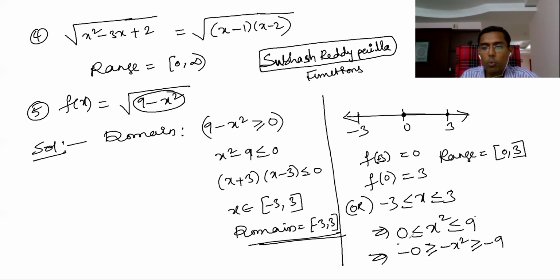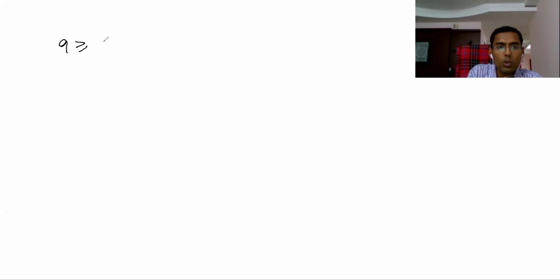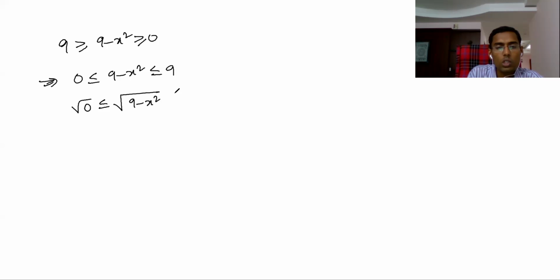What happened here? When I put minus sign, if I multiply by minus, the inequality sign will reverse. Now what should I do? I have to add 9, because 9 minus x square is what I want. 9 minus 0 is greater than or equal to 9 minus x square, greater than or equal to 0. This I can write as 0 less than or equal to 9 minus x square less than or equal to 9. Now I want the root: 0 less than or equal to root of 9 minus x square, less than or equal to root 9. This is 0 less than or equal to f of x less than or equal to 3. That means f of x lies between 0 and 3.